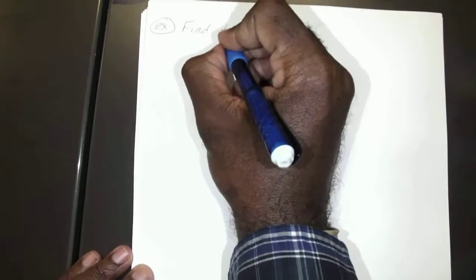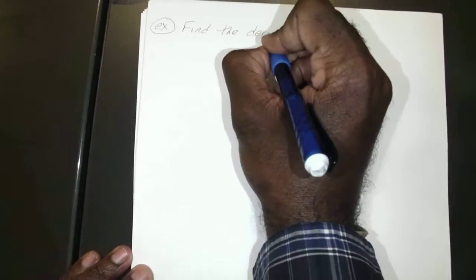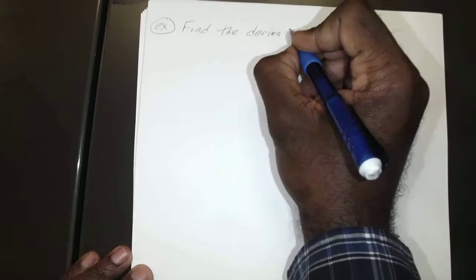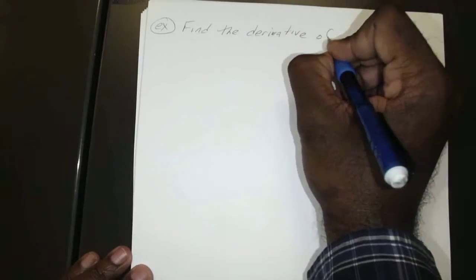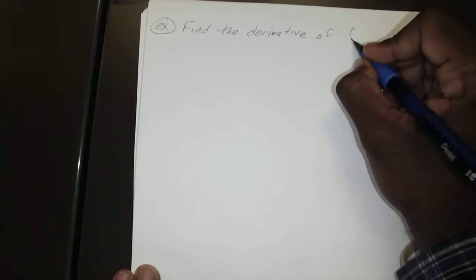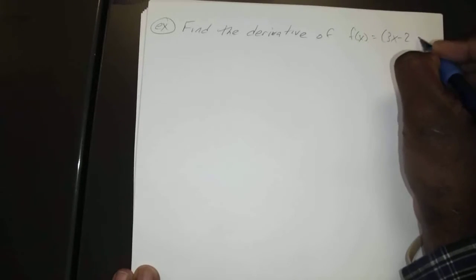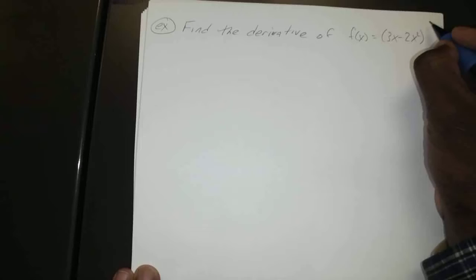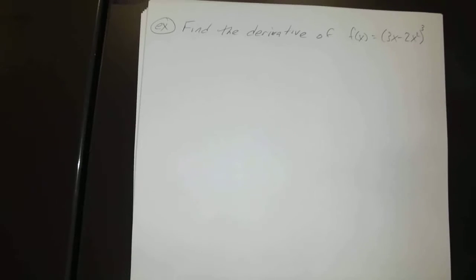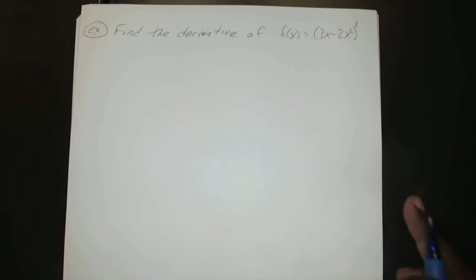Okay, so for example, let's say we want to find the derivative of f of x equals 3x minus 2x squared to the third power. Move that over a little bit. There we go.